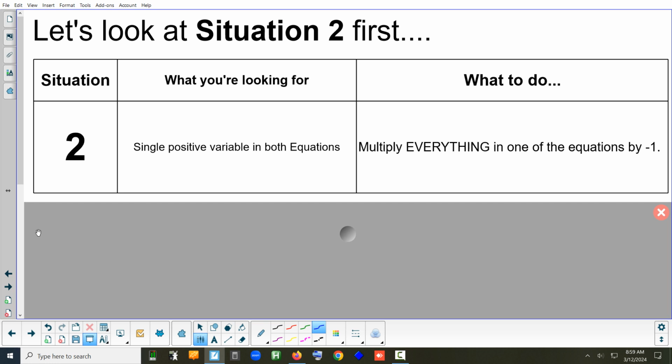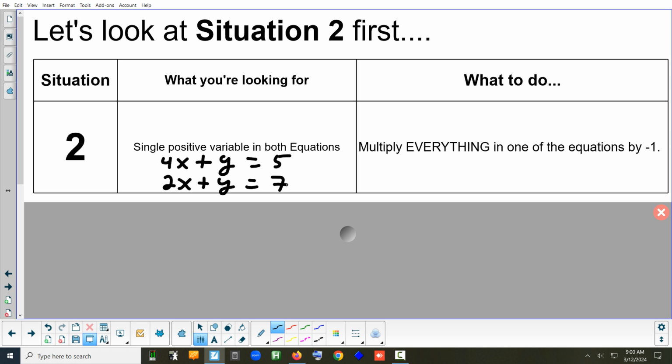So under situation 2, you're looking for a single positive variable in both equations. Okay, so let me give you an example. 4x plus y equals 5. And let's say 2x plus y equals 7. That's an example of a problem that would fall under situation 2. I'm not going to solve that, but that's an example.